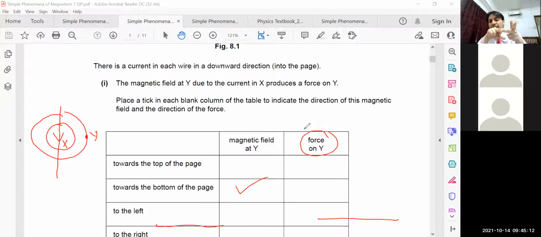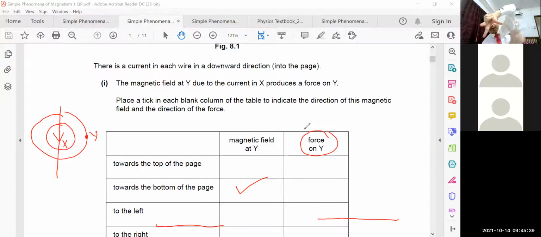Magnetic field is towards the bottom of the page. So this finger should point to the bottom of the laptop screen. Current is entering into the laptop screen. So the middle finger should point into the laptop screen. Still, my first finger is downward in the direction of magnetic field. The second finger is towards the laptop screen. Current is entering, and look at the thumb.